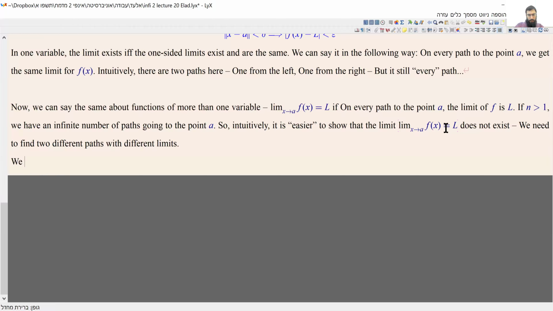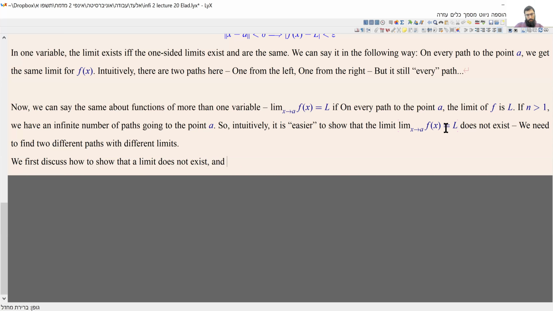We will first discuss how to show that the limit does exist.